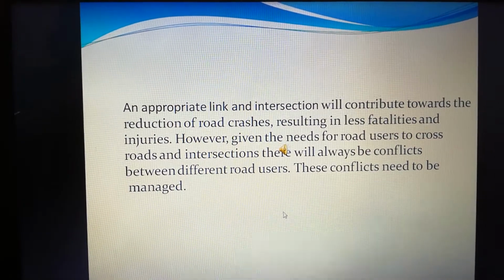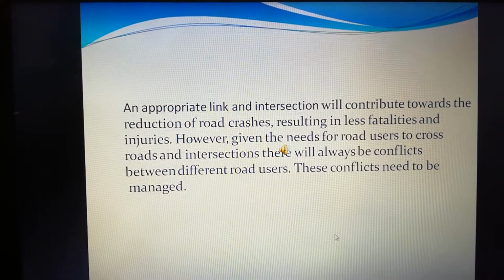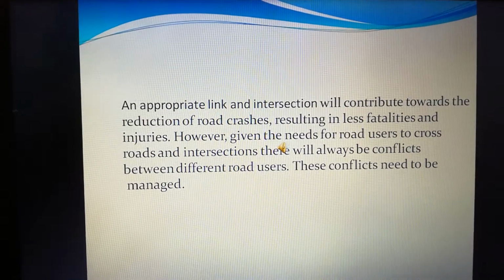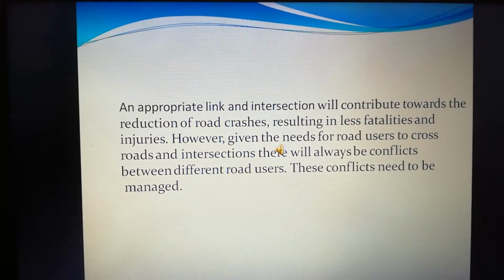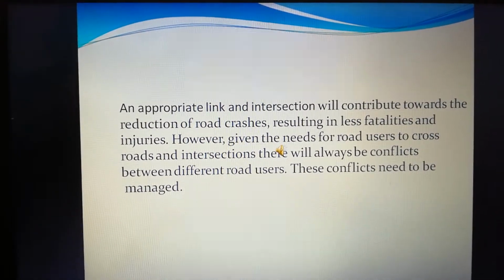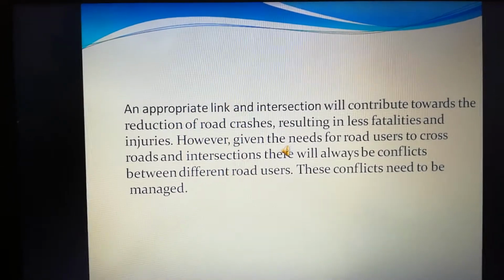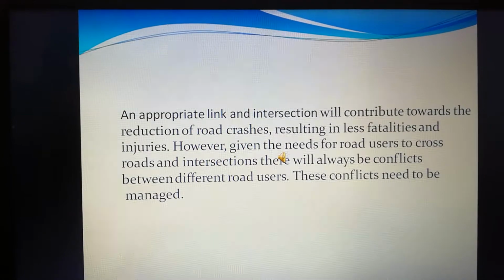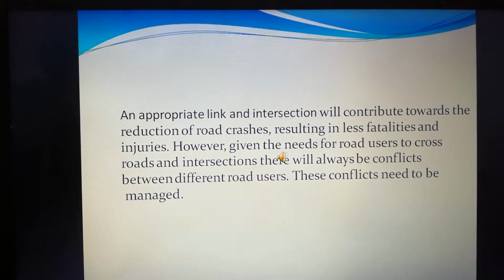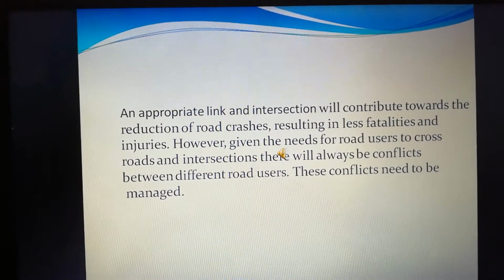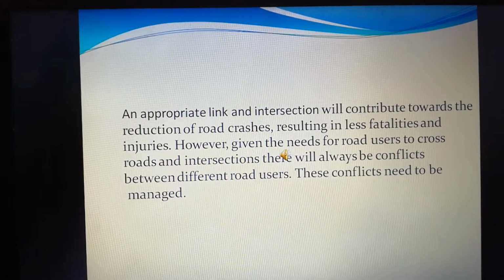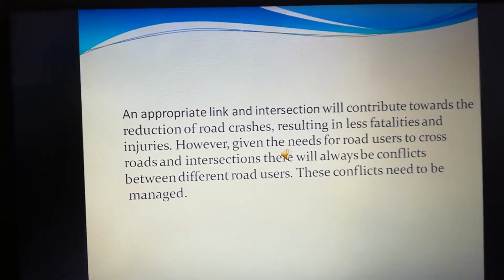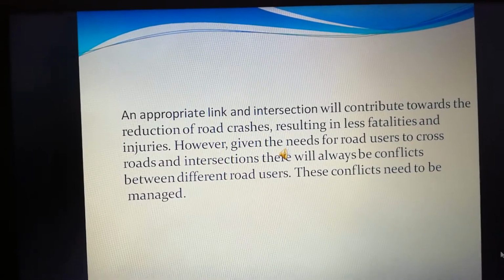An appropriate link and intersection will contribute towards the reduction of road crashes, resulting in fewer fatalities and injuries. However, given the need for road users to cross roads and intersections, there will always be conflicts between road users. These conflicts need to be managed. While these conflicts can be managed through the provision of non-motorized transport facilities, which I will be discussing in detail at a later stage.